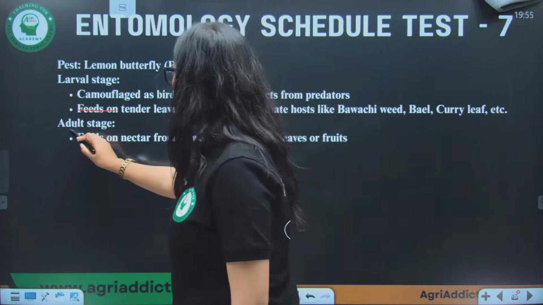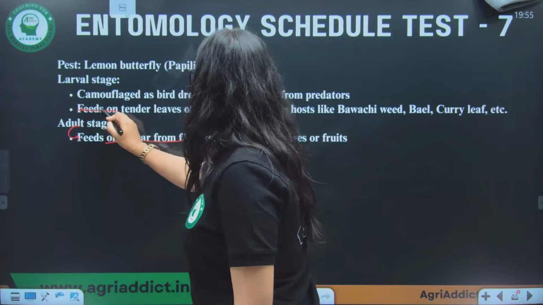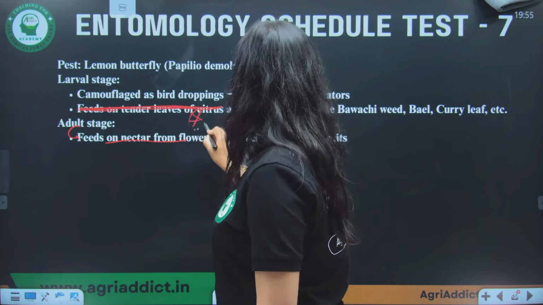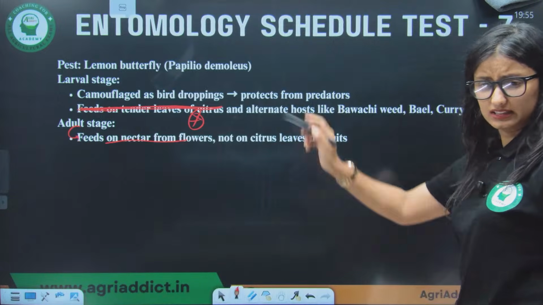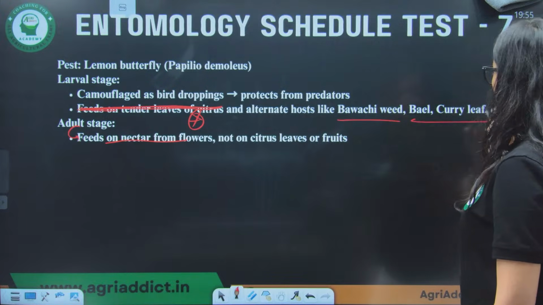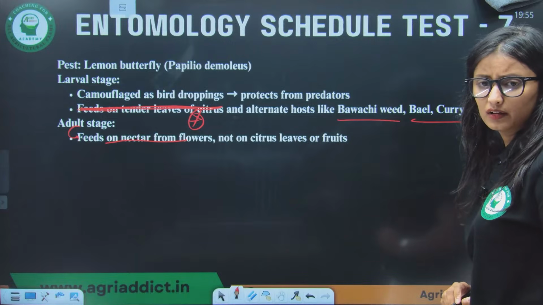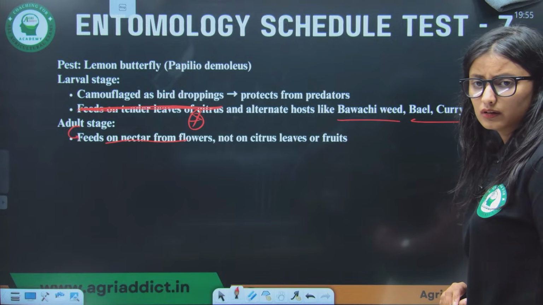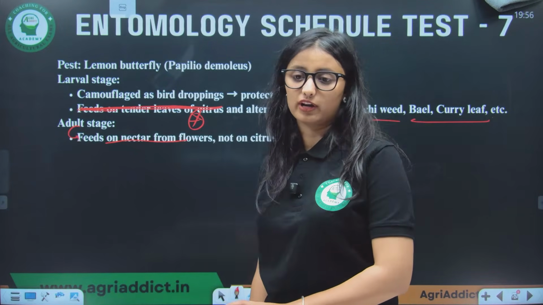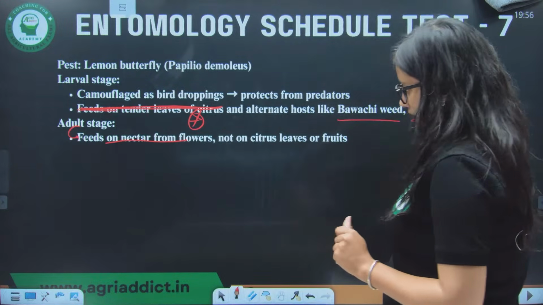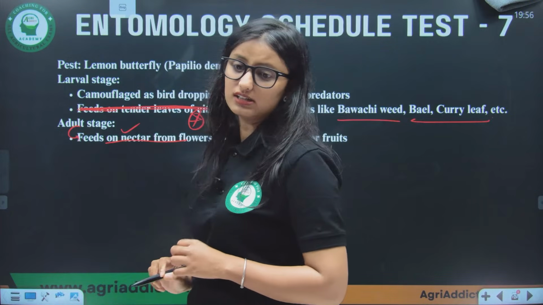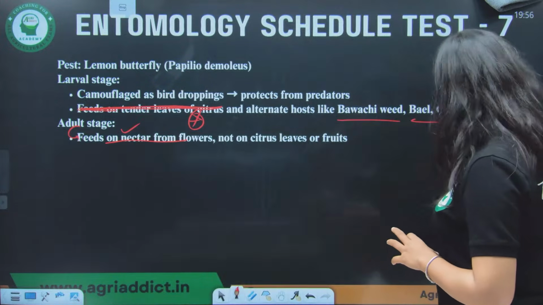Yes, adult feed on what? Nectar. Not on citrus. Okay, this is wrongly written here. And alternate hosts are Bawachi, bael and curry leaf. I will correct all these in the final PDF, okay? So the adults feed on nectar, not on the citrus leaves, okay?